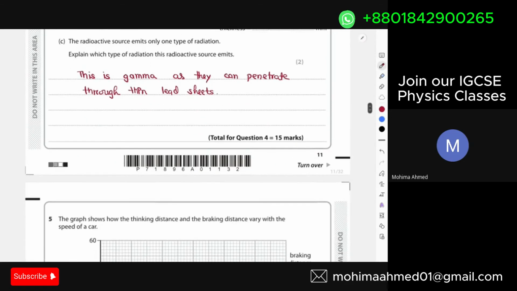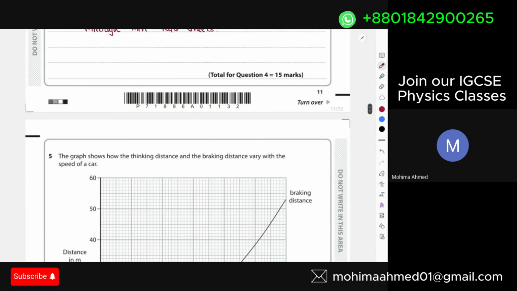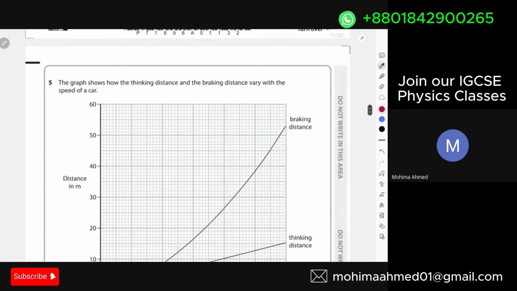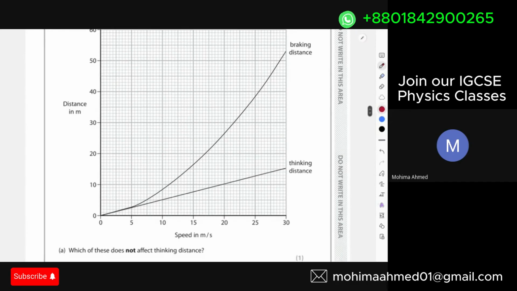Okay, now in the last class we completed up to question 4, so we're going to start with question 5. In question 5, it says that the graph shows how the thinking distance and braking distance vary with the speed of your car. So this is for the braking distance and this is for the thinking distance.